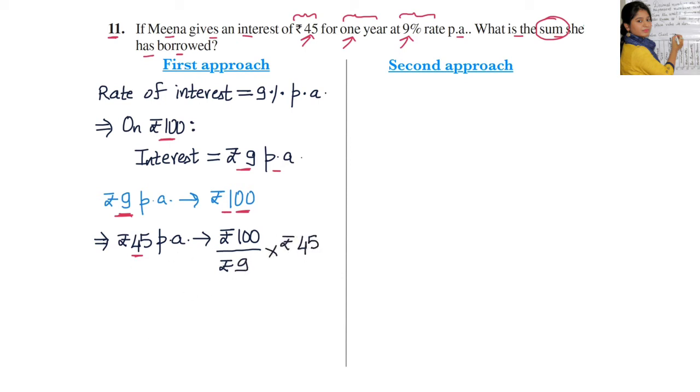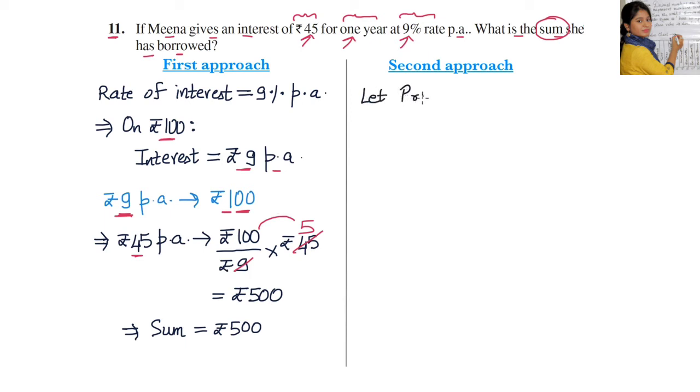Now we are going to reduce it. 9 and 45 have a common factor, so we can reduce: 9 times 5 is 45, and 5 into 100 gives you rupees 500. Therefore we can conclude that the sum Meena has borrowed is rupees 500. Clear? So if interest is 45 for 1 year at 9% rate per annum, the sum that Meena borrowed was 500. So using this unitary method, we have solved this question.